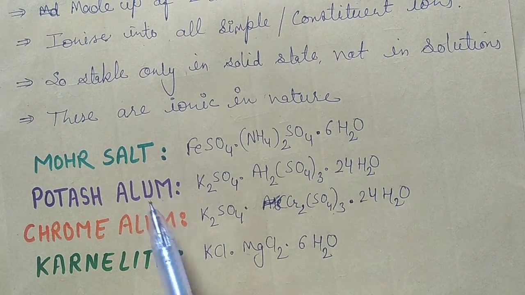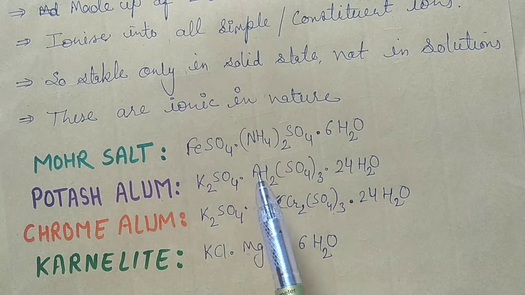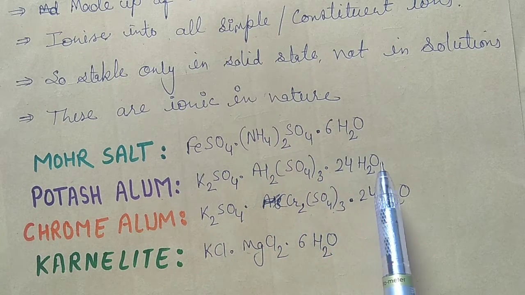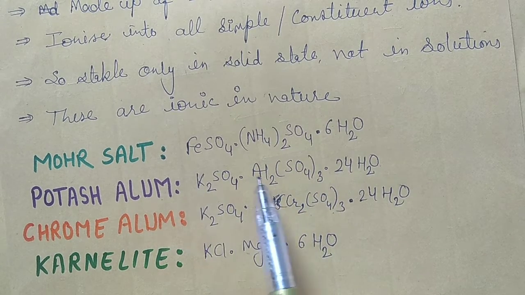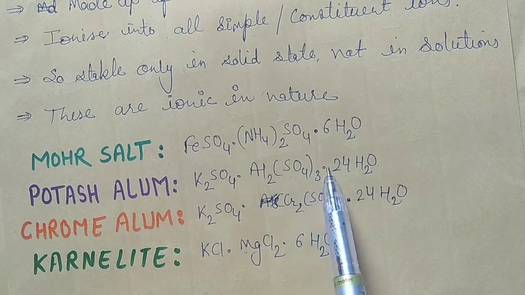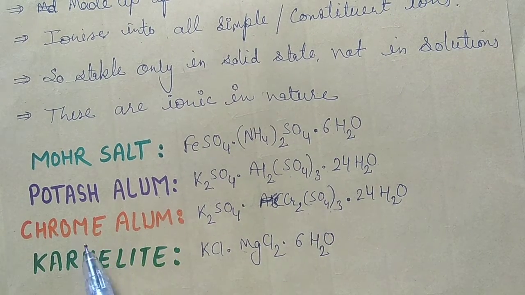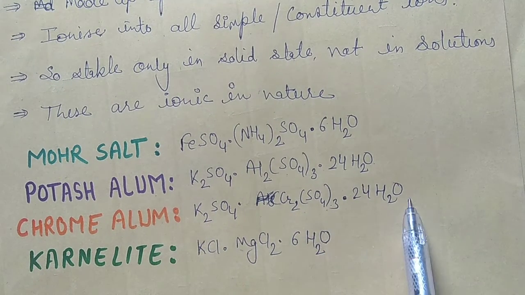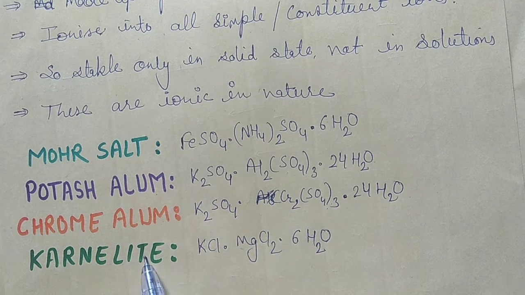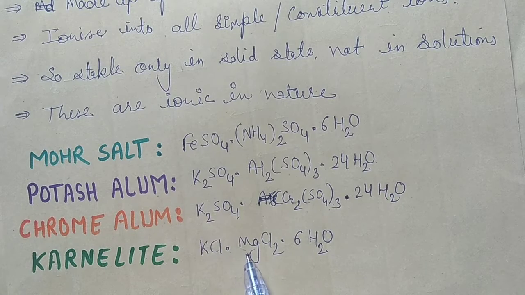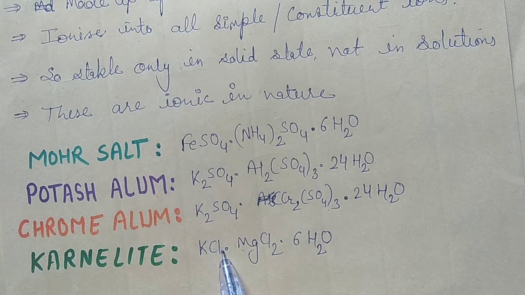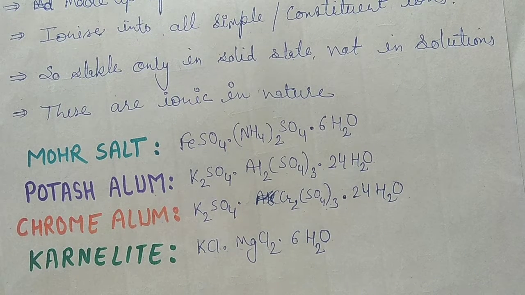Potash alum or simple alum, which we use daily in our houses, K2SO4.Al2(SO4)3.24H2O, means when K2SO4 and aluminum sulfate are mixed, potash alum is obtained. Chrome alum, when potassium sulfate and chromium sulfate are mixed, then chrome alum is obtained with 24H2O. Carnallite, it is an ore, found in nature. KCl.MgCl2.6H2O, meaning in this double salt potassium chloride and magnesium chloride are mixed.